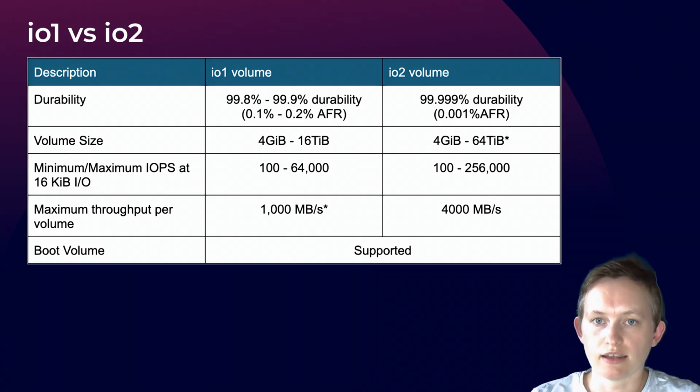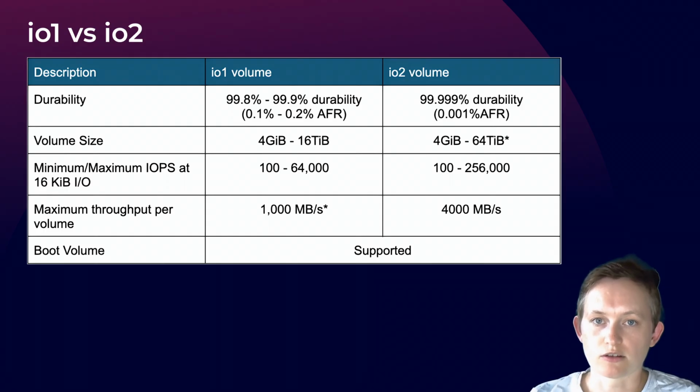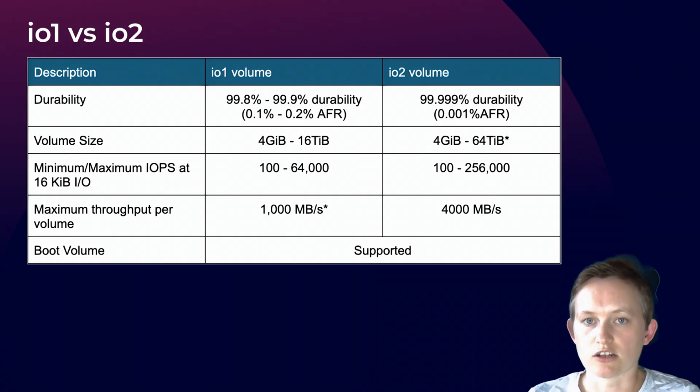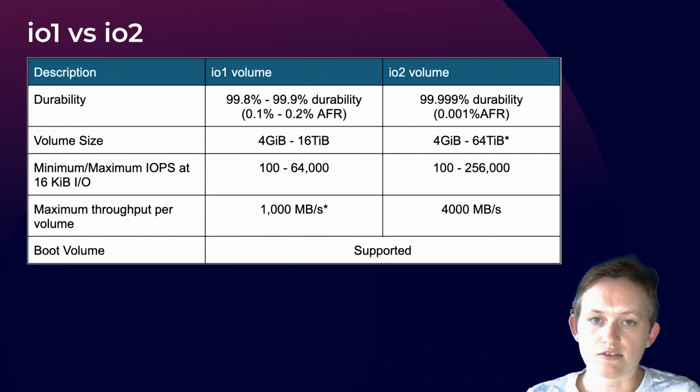With the IO1, it has a maximum of 64,000 IOPS, whereas IO2 has 4 times that, with a maximum of 256,000 IOPS. Some things to note about the IOPS performance of your IO1 and IO2 volumes. For the IO1 volumes, you can only achieve that maximum 64,000 IOPS when it's attached to a Nitro EC2. If your IO volume was attached to an older Xen-based EC2, it's only going to achieve a maximum of 32,000 IOPS. And this is the same for your IO2 volumes. IO2 can only achieve 64,000 or higher IOPS when it's attached to a Nitro-based instance.